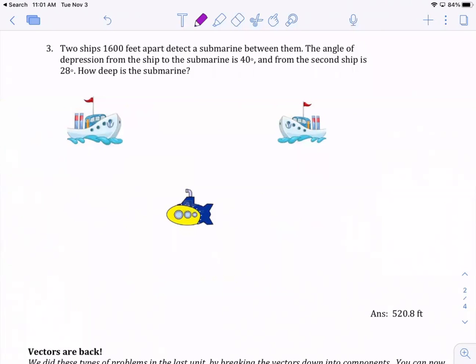Okay, so we need to modify this diagram so we can put in the relevant information. What do you suggest that we draw? Well, I'd like to just make it into a triangle. Yeah, let's draw the triangle. So we'll connect the ships and each ship to the submarine. Great. And the two ships are 1,600 feet apart. Good. So let's put that on here. So 1,600 goes across the top.